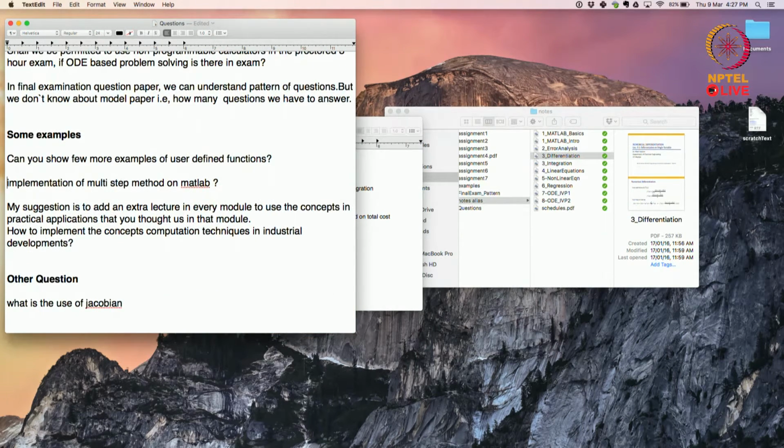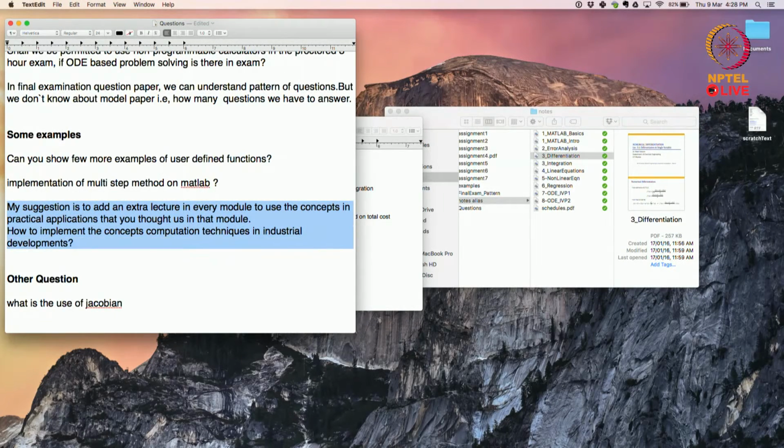Okay, so we are on this question. The multi-step methods are of the type Adams-Bashforth and Adams-Moulton methods. What I will do is post a small 2-page PDF on the course website to talk about the multi-step method, and that will help answer this question.